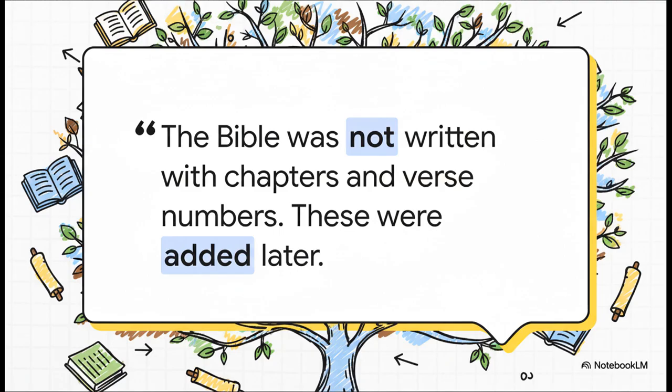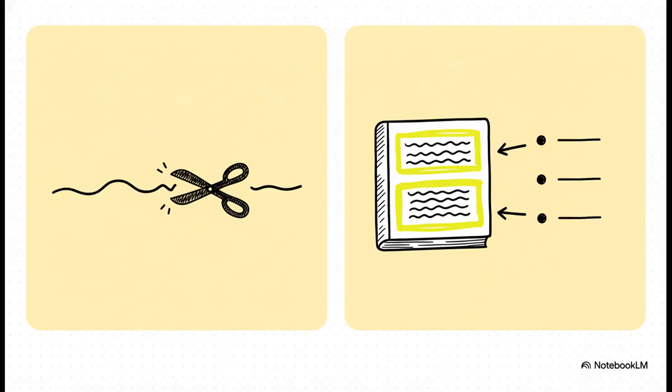Those chapter and verse numbers that we rely on so much, they weren't in the original text. Not at all. They were added hundreds of years later, kind of like a filing system. And while they're helpful, sometimes they can actually break up an idea right in the middle. So here's the problem. If you follow those numbers blindly, you might completely miss the author's flow of thought.